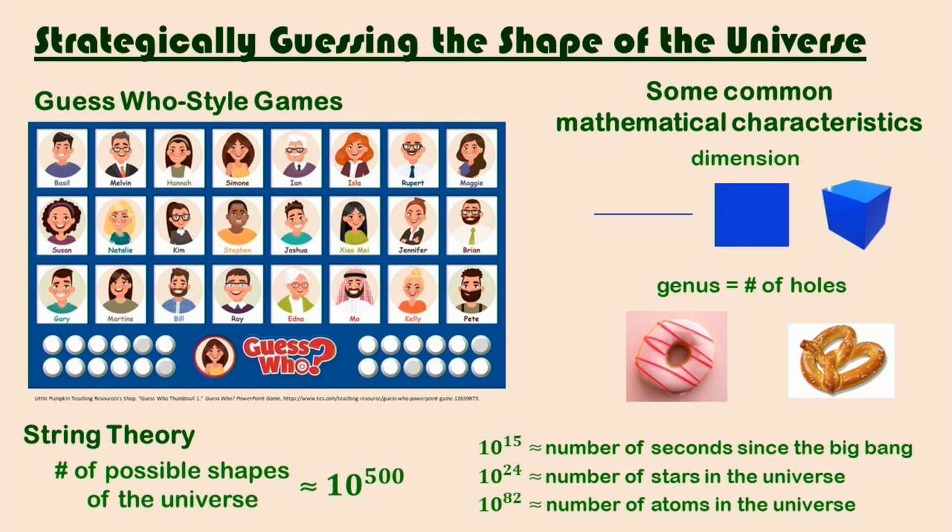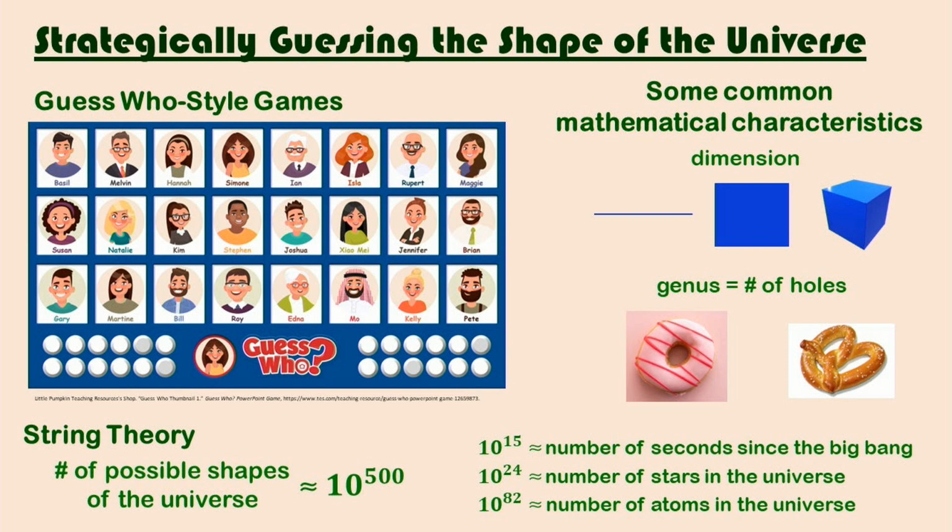Space might be the final frontier, but determining the shape of the universe is a current research frontier for many mathematicians and physicists. A conservative estimate from string theory suggests there are about 10 to the 500 possible shapes for the universe. To give you some context on the size of this number, 10 to the 15 is the number of seconds since the Big Bang.